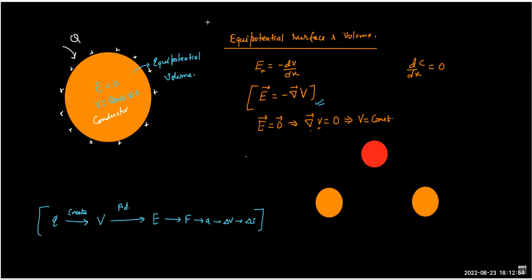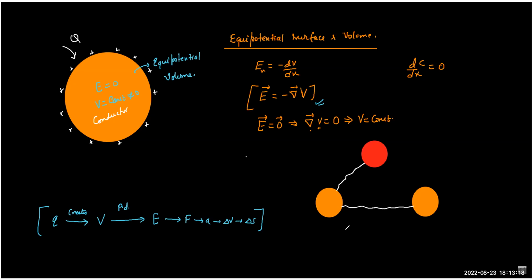And the moment you make some connection by a wire, and if I ask you how many conductors we have now, so this entire system represents only one conductor. It is because it is no longer isolated.